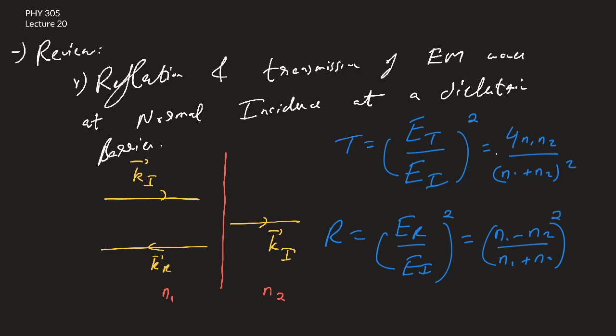So we found the reflectivity and transmission coefficients, and something very interesting was that, of course, T plus R must equal 1. This is just energy conservation. But also, the sign of the reflection coefficient changes depending on whether n1 is greater than n2 or n1 is less than n2. We discussed this in some detail.